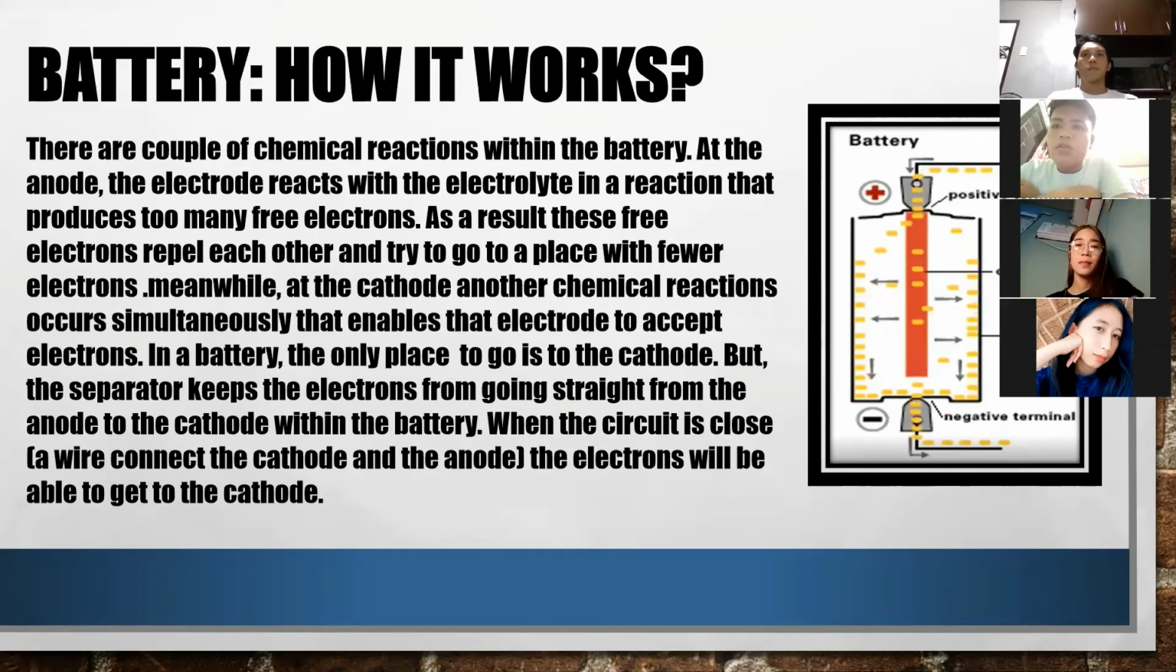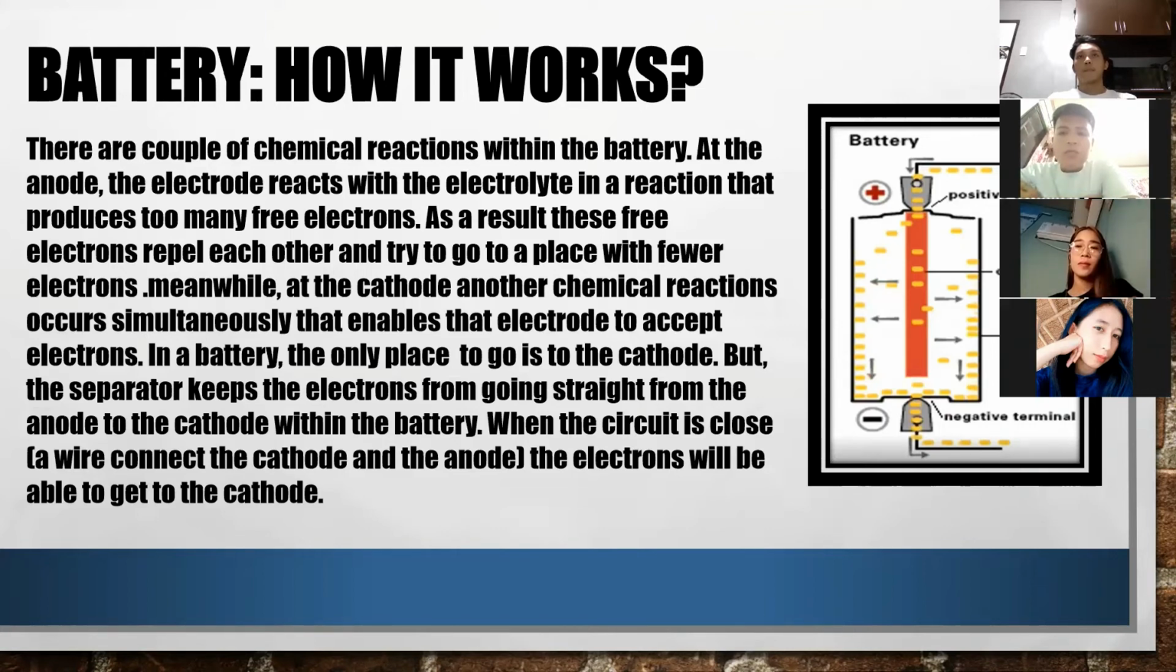The only place to go is to the cathode, but the separator keeps the electrons from going straight from the anode to the cathode within the battery. When the circuit is closed, a wire connects the cathode and the anode. The electrons will be able to get to the cathode.